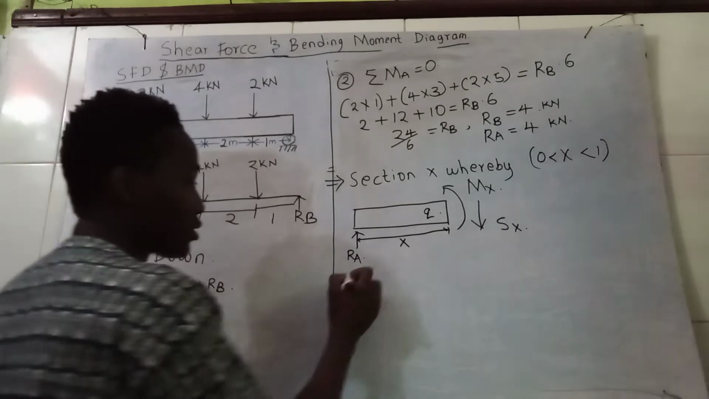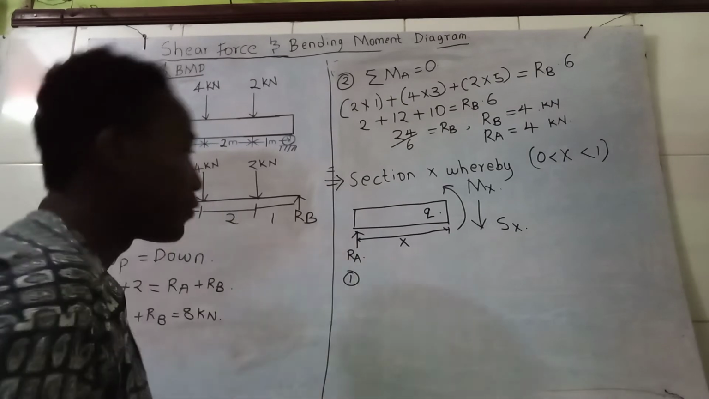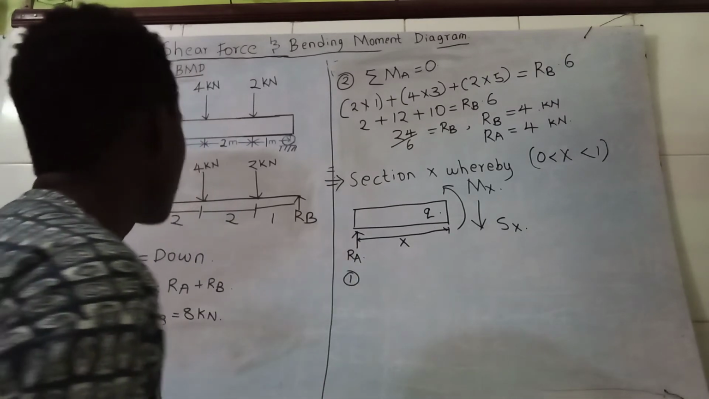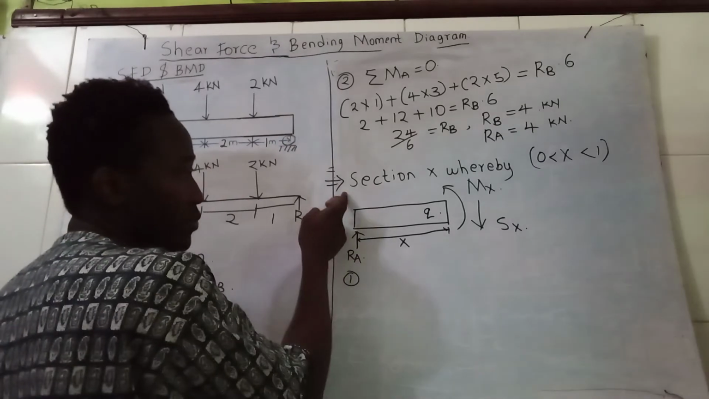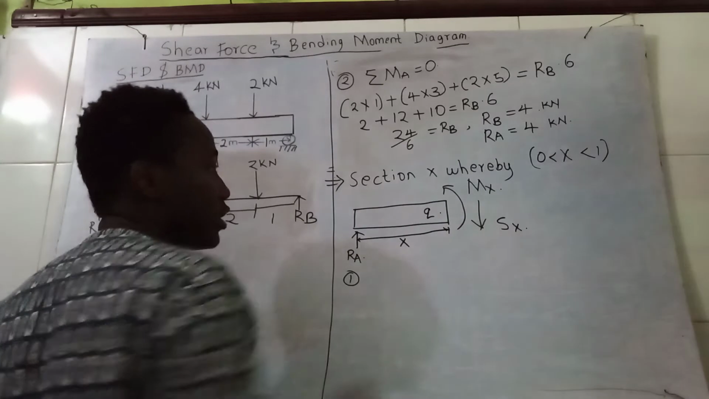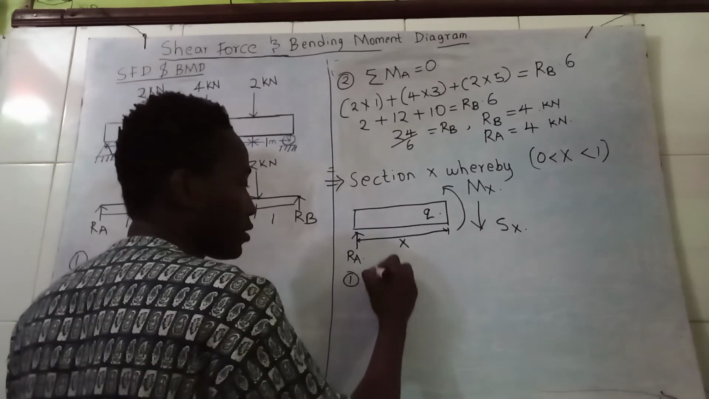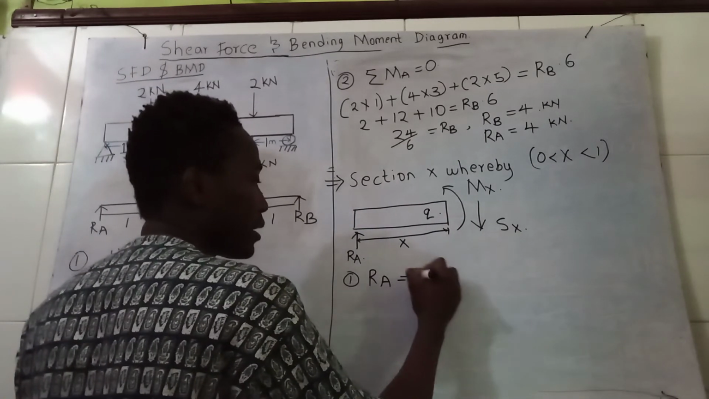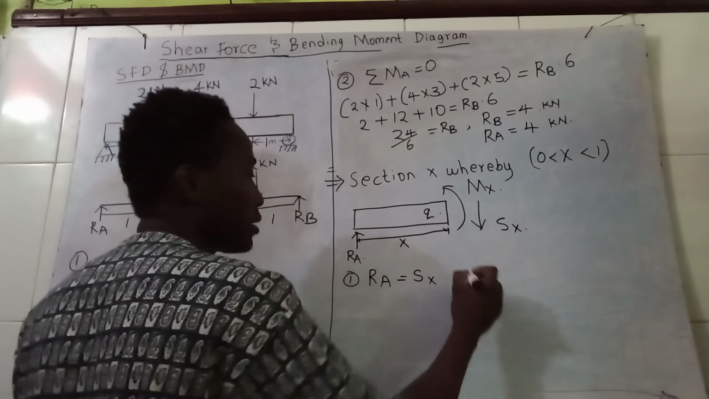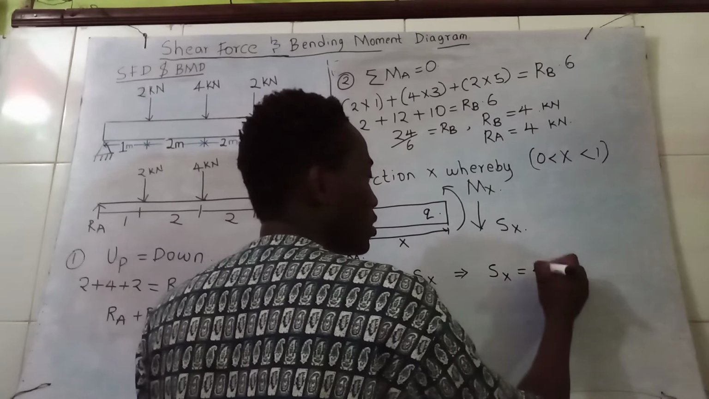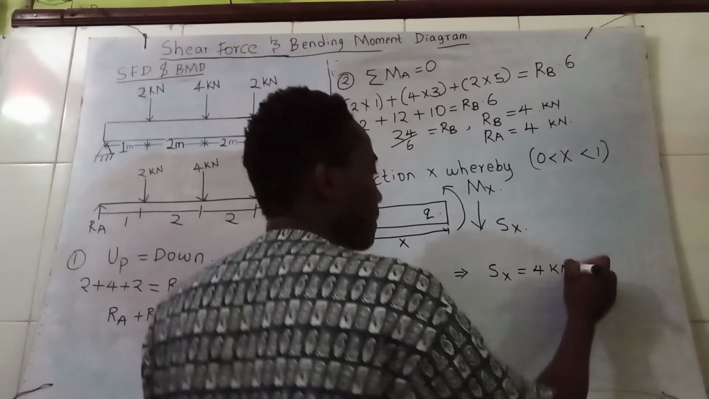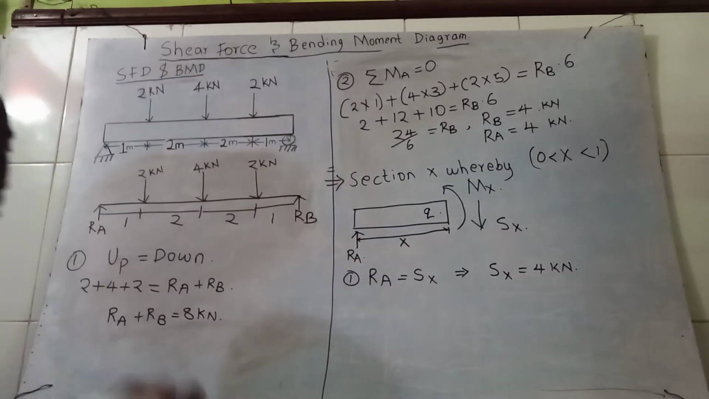So with that, we are going to repeat the same procedure as before. So starting, upward forces is equal to downward forces. In this case, RA is my upward force and my shear force SX is the downward force. So RA is equal to SX. That means my SX is equal to 4 kilonewtons.